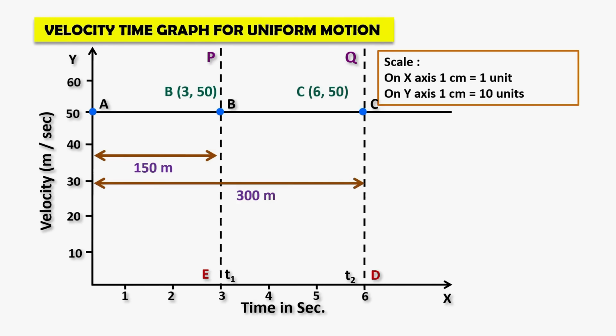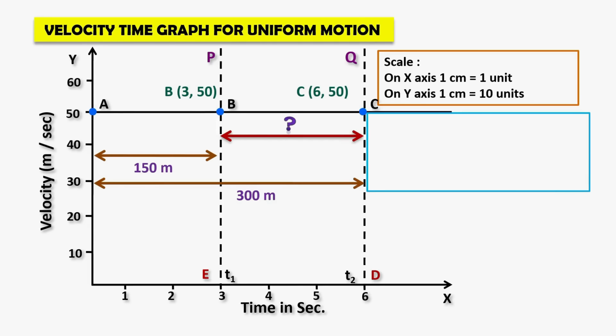Let us now find the distance traveled between point B and point C. Distance up to point C is 300 meters. Distance up to point B is 150 meters. So, the distance traveled from B to C is 300 meters minus 150 meters, which is 150 meters.